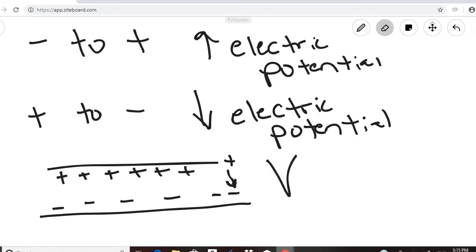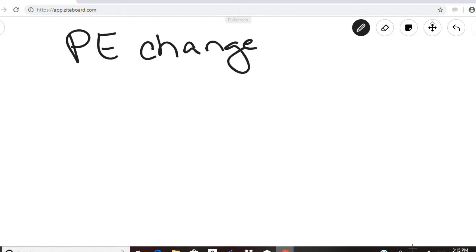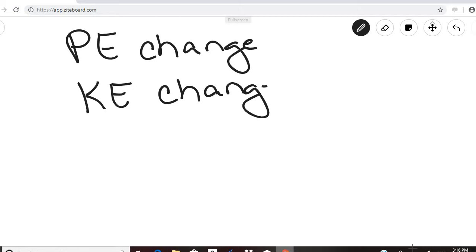So if you start with a stationary particle and then it moves, then you know that potential energy is going to change, right? And if potential energy is changing, then kinetic energy is also going to change. So the greater the change in electric potential, the greater the change in potential energy, and the greater the change in kinetic energy, which means the greater the change in speed.